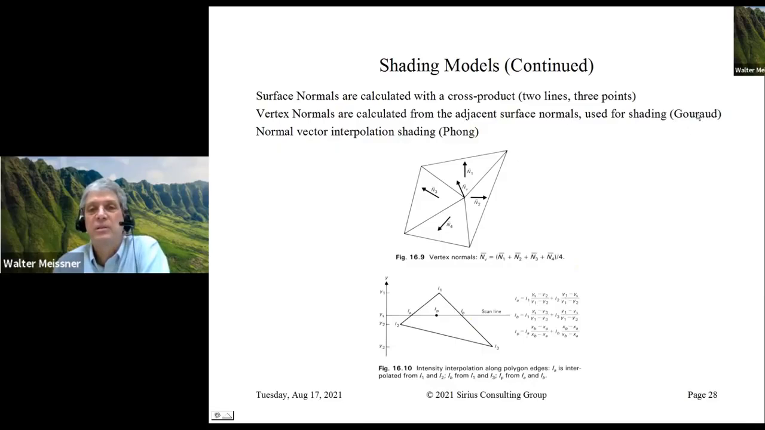For the normal vector interpolation for shading using Phong, basically he's using the Gouraud shading, but if here's a triangle that needs to be interpolated, you have intensities I1, I2, I3. They can be interpolated, so you have IA and IB at the scan line, and then from IA to IB, it can be further interpolated. And this is what Phong shading is doing.